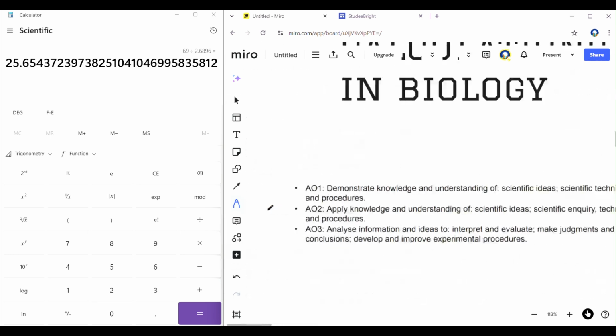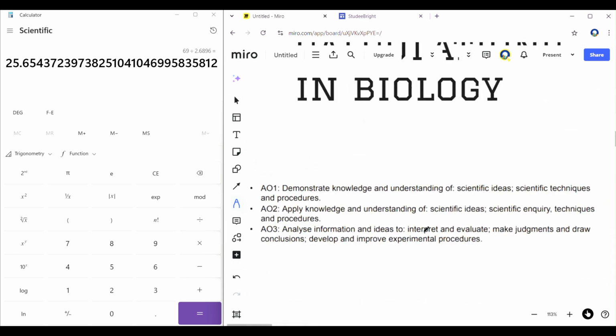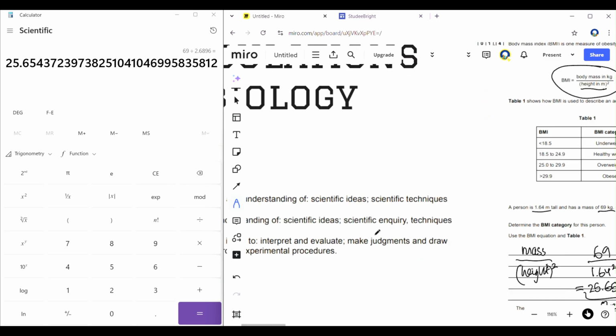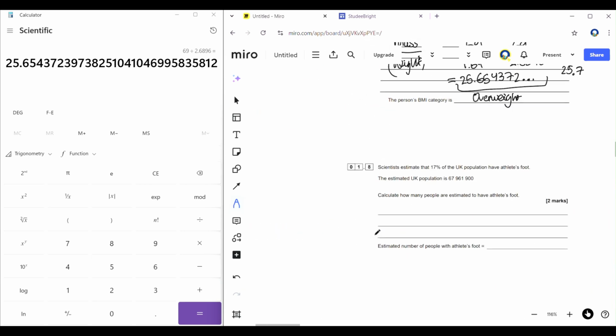So that is AO3, which is to analyze information and ideas, to interpret and evaluate, make judgments, draw conclusions, develop and improve experimental procedures. So essentially, once you have calculated your BMI, you are interpreting what that category would be. You are making a judgment on what the category would be. So that is why it's AO3. Right, let's move on to the next question.